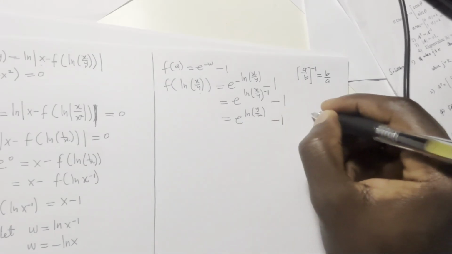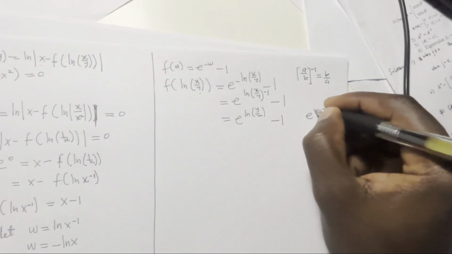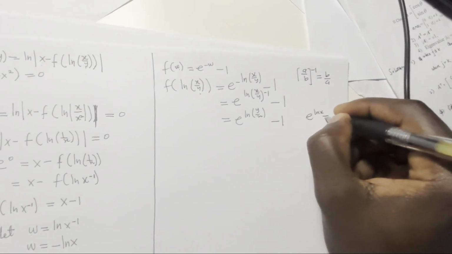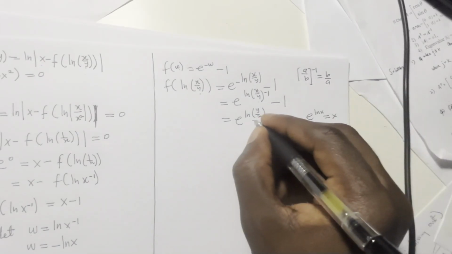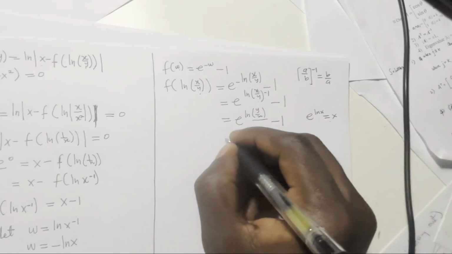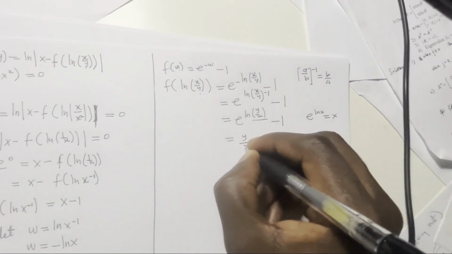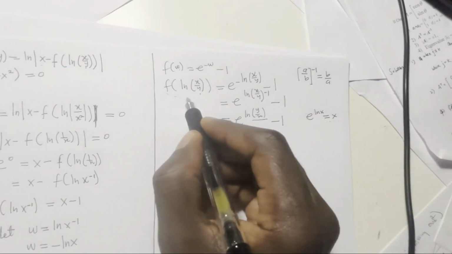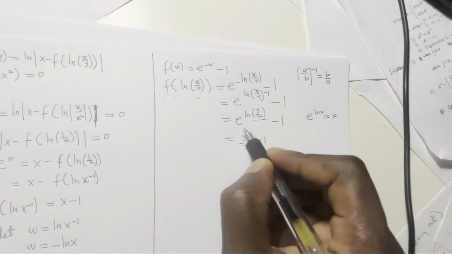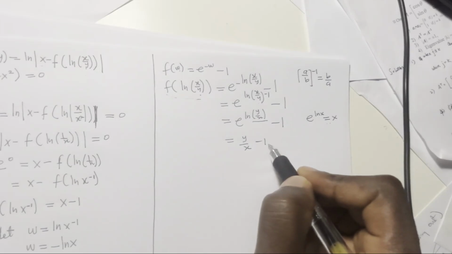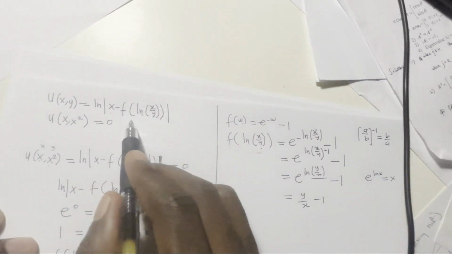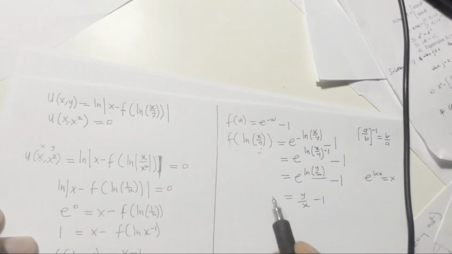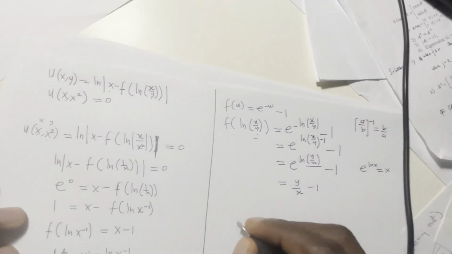And then if I have e to the power natural log of x, it is equal to x, so this represents our x in this case. So we have y over x minus 1. So it means that wherever we see all these expressions, we can substitute this. So we will come back to our general solution and then we replace it with that.